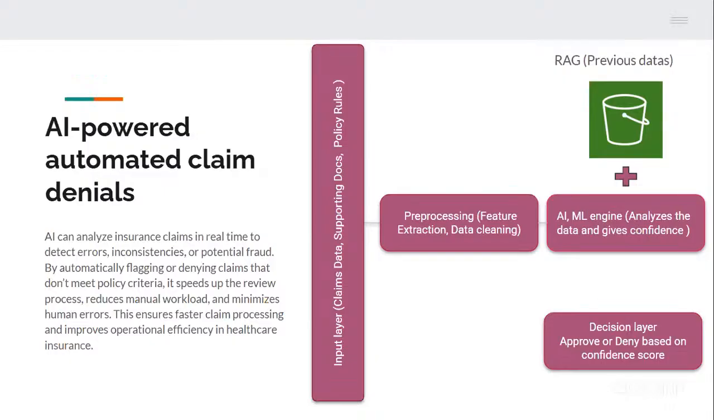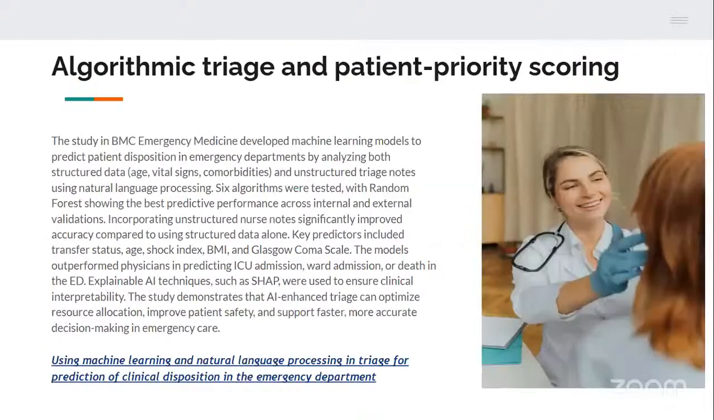Next slide: algorithmic triage and patient priority scoring. There is a study in BMC Emergency Medicine where they developed a machine learning model to predict patient disposition in the emergency department, so the ER team knows how to respond. It analyzes both structured data, like age and vital signs, and unstructured data, like notes. This helps to prioritize the patient.